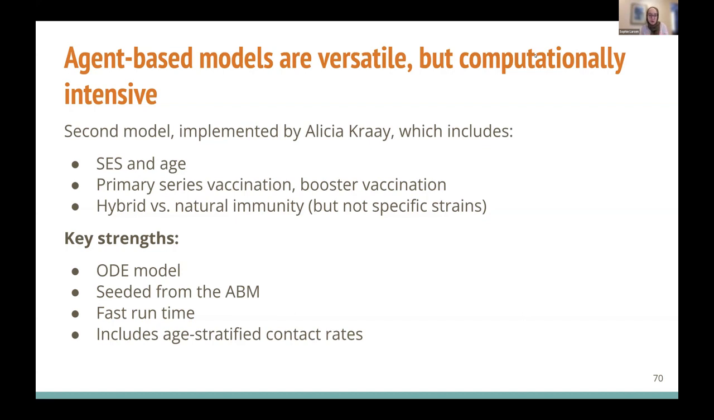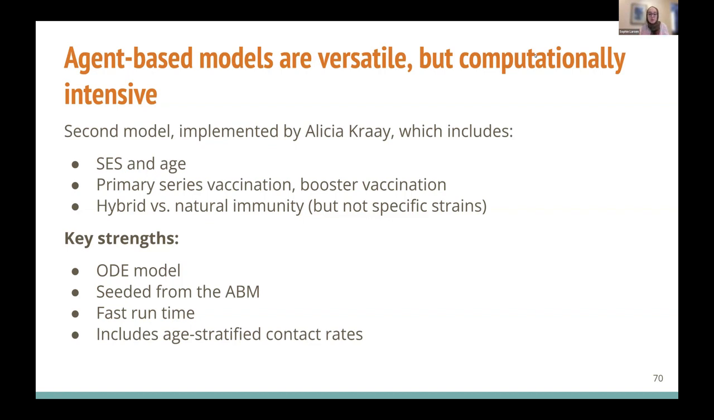It has a really fast runtime, so we can look at a much wider range of scenarios. It's also seeded from the ABM. So, Dr. Cray takes the data that we generate on history prevalence, and for each country converts that into a cross-protection parameter that says how well I expect the immunity this population has on average will overlap with the variant that's circulating now.